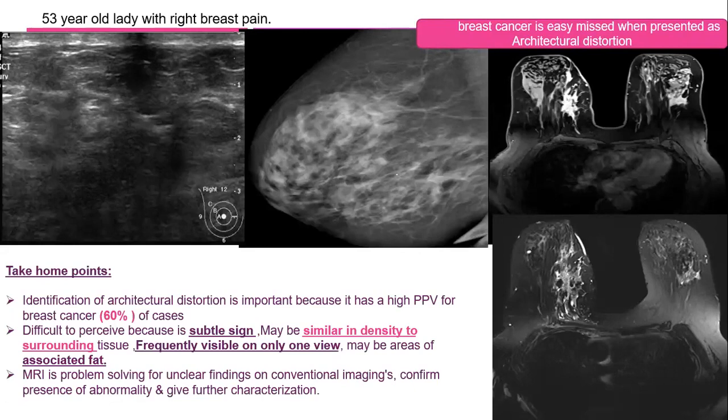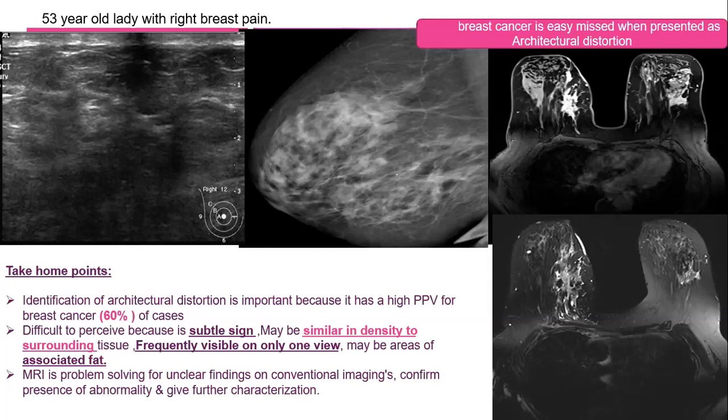So the take-home point is that identification of architectural distortion is very important because it has high positive predictive value for breast cancer, up to 60% of cases. It is difficult to perceive because it is a subtle finding. Sometimes it might have similar density to the surrounding parenchyma. If you look here, it is almost the same as the surrounding parenchymal density. Most of the time it is seen in only one view of standard mammography and associated with areas of fat, which makes it difficult to appreciate.